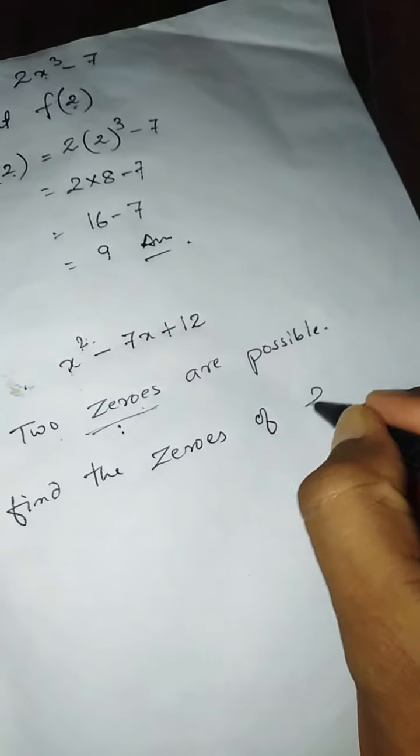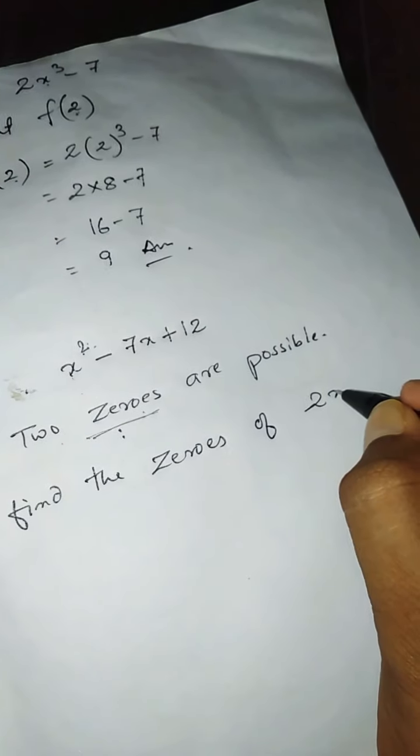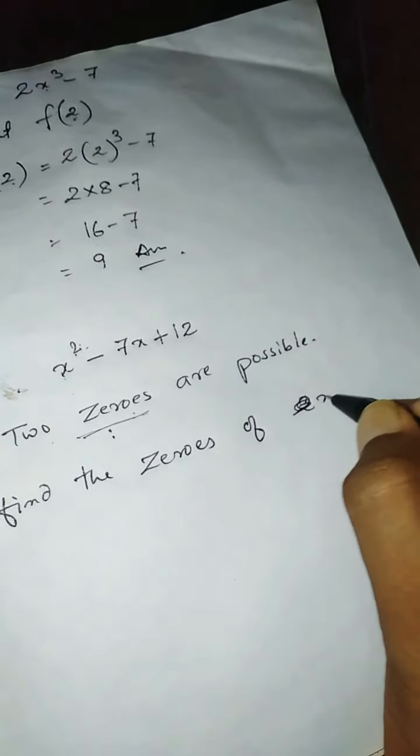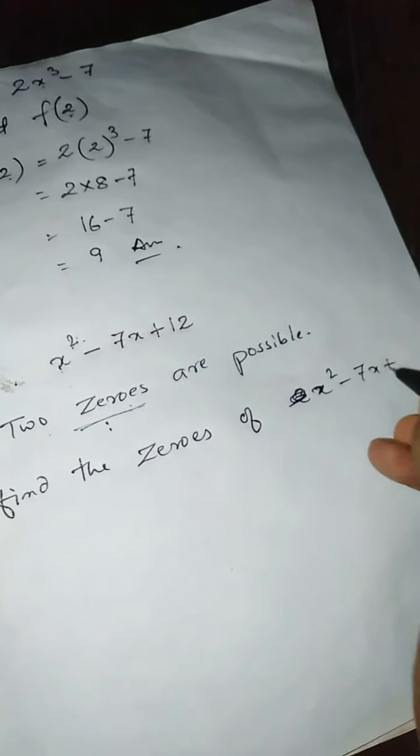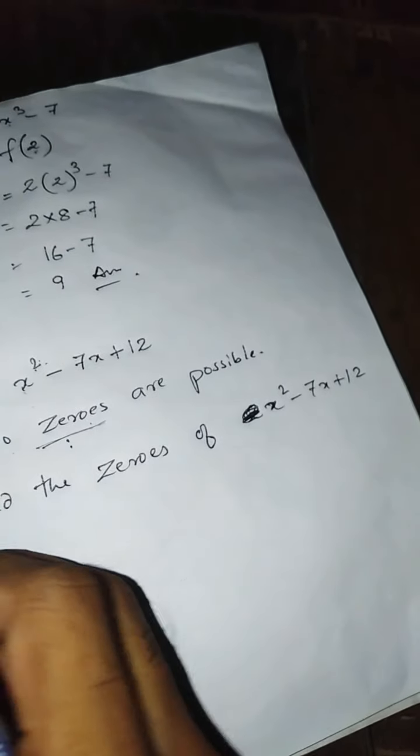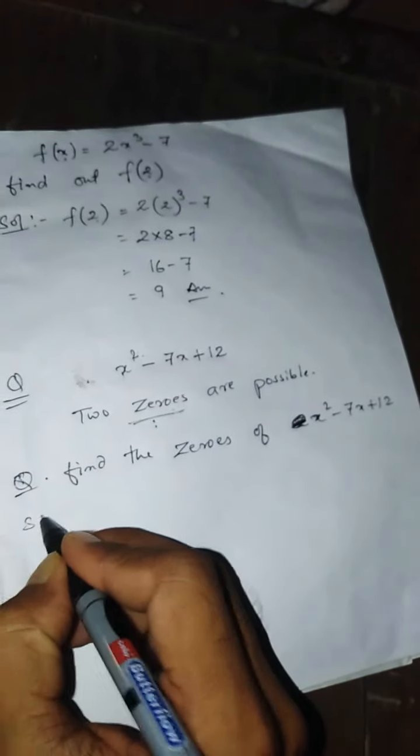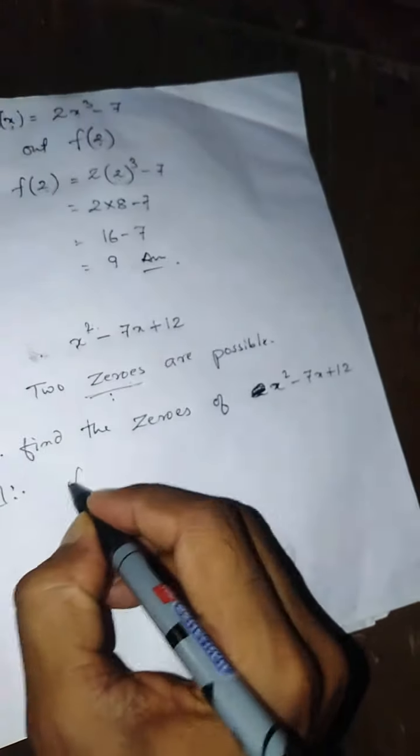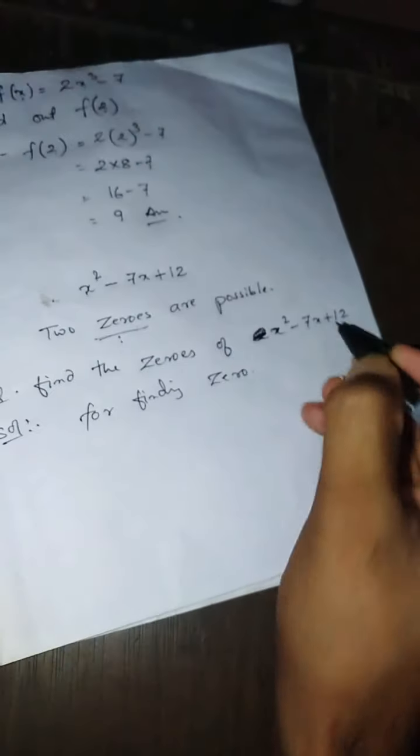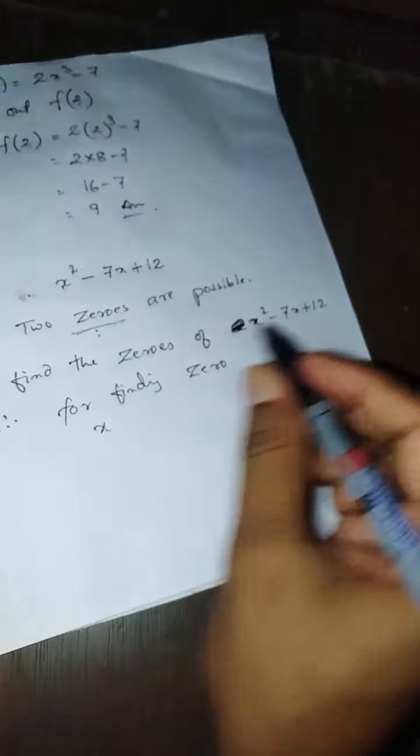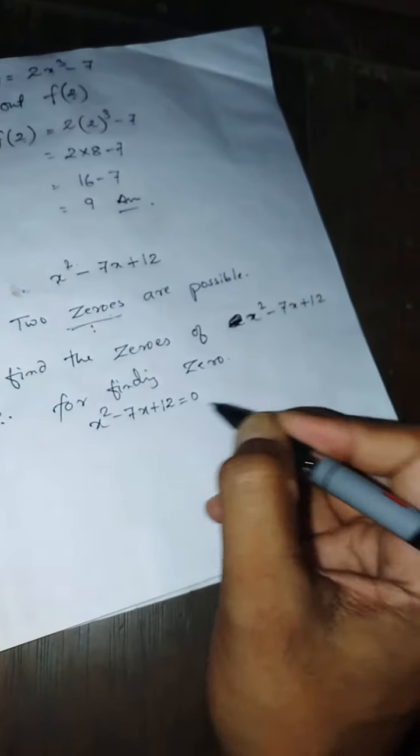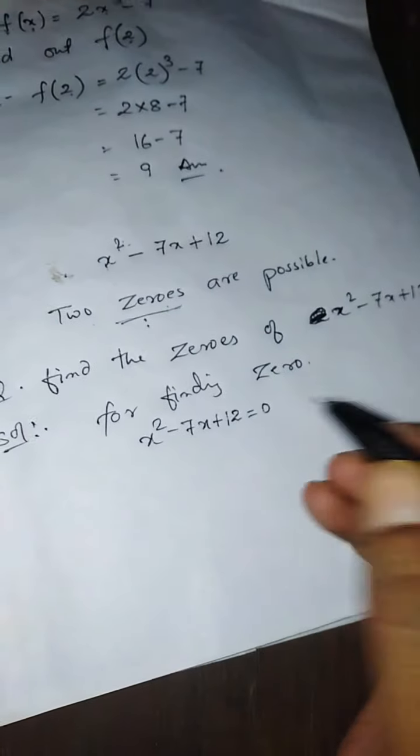of, let's take the same example. Okay, x square minus 7x plus 12. How to find the zero of this polynomial? This was your question. So the solution will be, for finding zero, what you have to do, this polynomial x square minus 7x plus 12, we have to make it equal to 0. For finding 0, its value should be equal to 0.